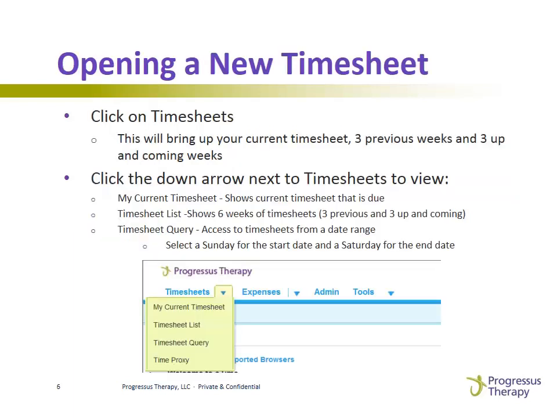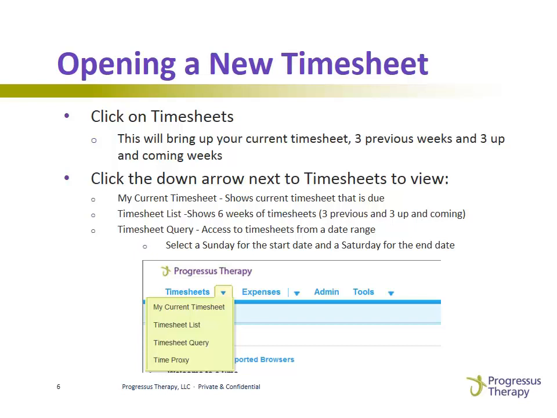Opening a new timesheet. Click on Timesheets. This will bring up your current timesheet, 3 previous weeks, and 3 upcoming weeks. Click the down arrow next to Timesheets to view My Current Timesheet, which shows the current timesheet that is due. Timesheet List shows 6 weeks of timesheets, 3 previous and 3 upcoming.